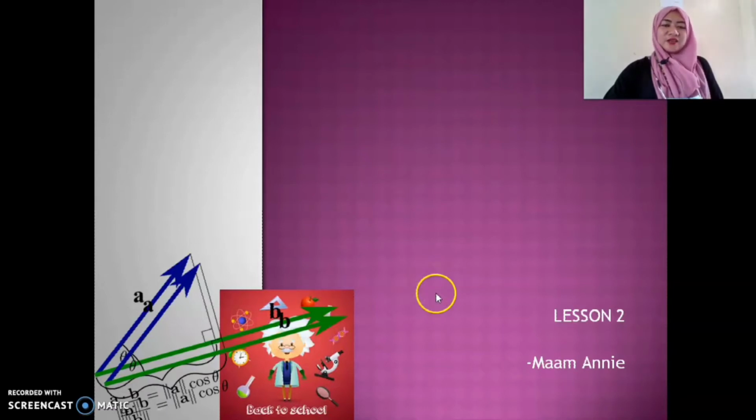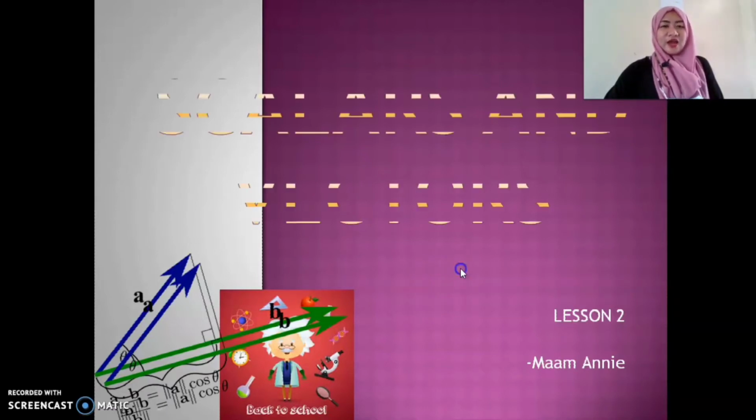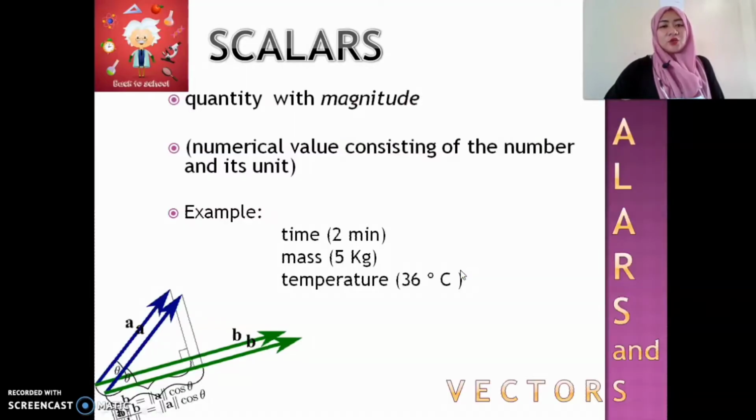I am your teacher Annie and we'll be discussing scalar and vector quantities. These are physical quantities, and these two differ from one another. When you say scalar quantity, these are measurements with magnitude. Therefore, it only shows its numerical value, which consists of a number and its units. For example, time, 2 minutes. So we only have a number and its units. Next, mass, where you would say 5 kilograms. It consists of a number and a unit. For temperature, for example, 36 degrees Celsius. It only describes its magnitude.